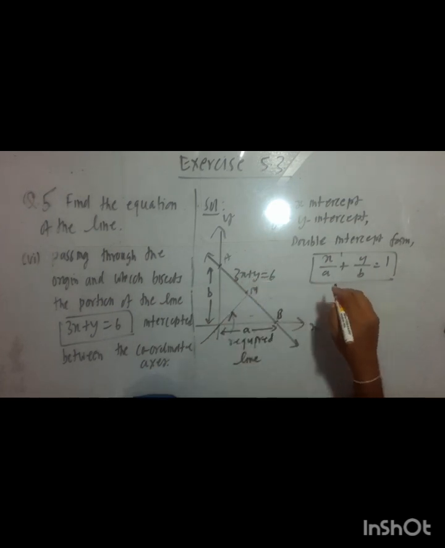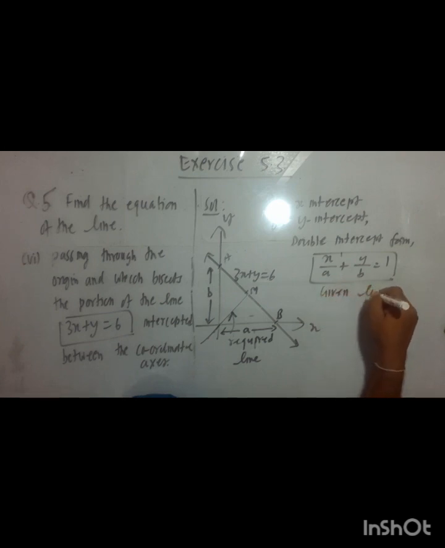The given line is 3x plus y is equal to 6. So what you do? 3x plus y upon 6 is equal to 1. We are trying to bring this equation into double intercept form. So 3x upon 6 plus y upon 6 is equal to 1. 3 2s are 6, so x by 2 plus y upon 6 is equal to 1. Yes, you have brought this equation into double intercept form.